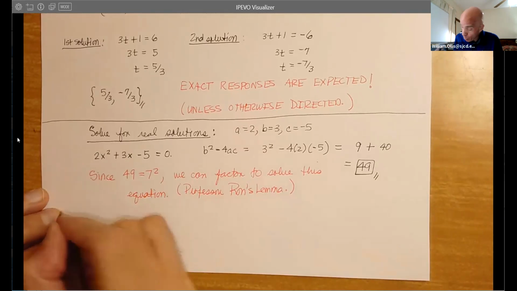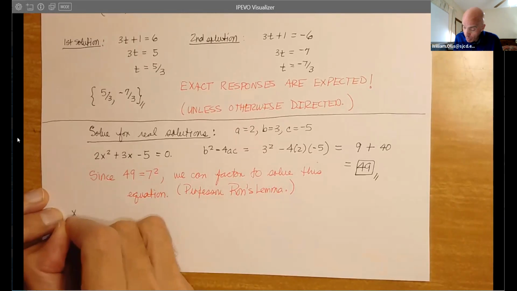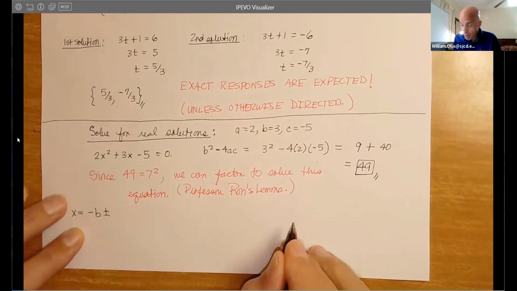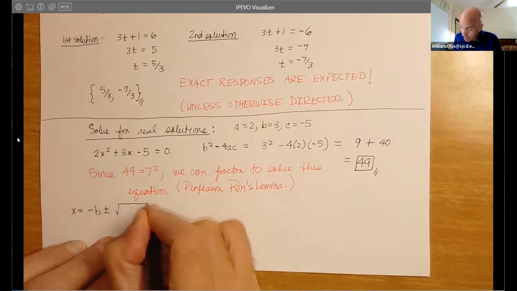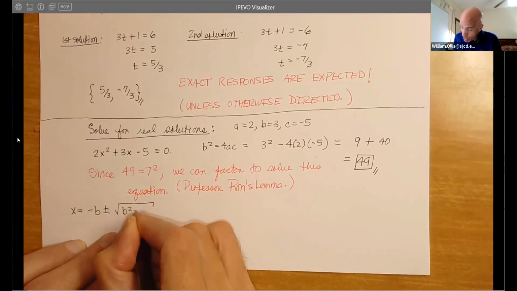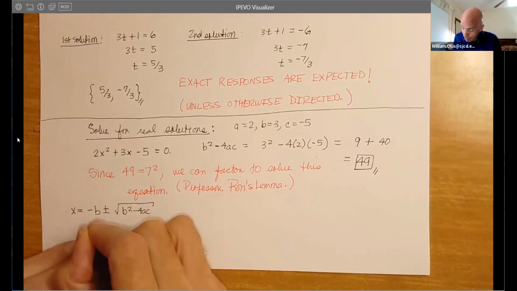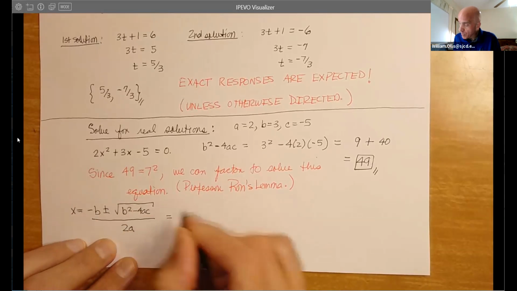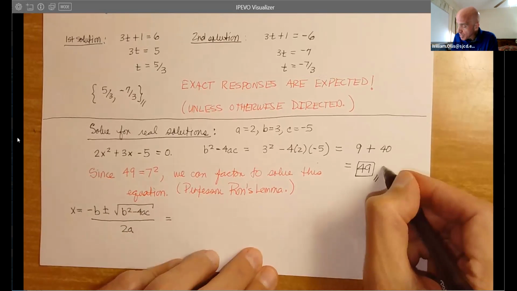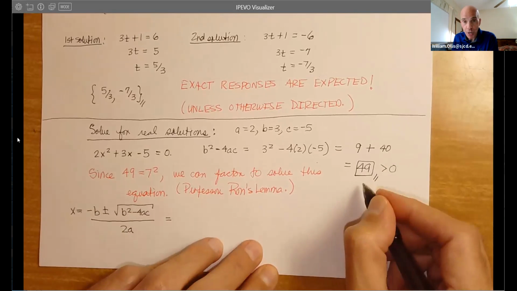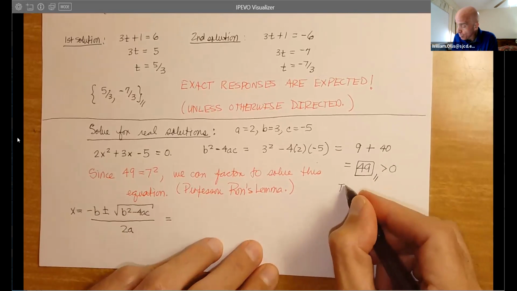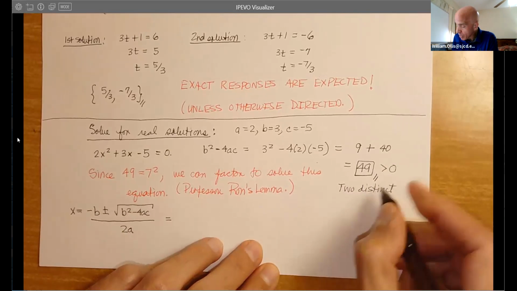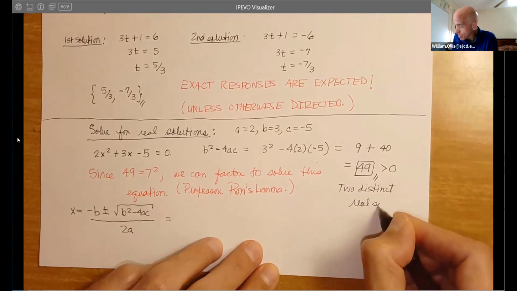So let's recall from the theorem, we have x equals the opposite of b plus or minus the square root of b squared minus 4ac divided by 2a. So let's fill this in. We've done all the dirty work. So notice here, this is positive. So the discriminant result says 2 distinct real solutions.